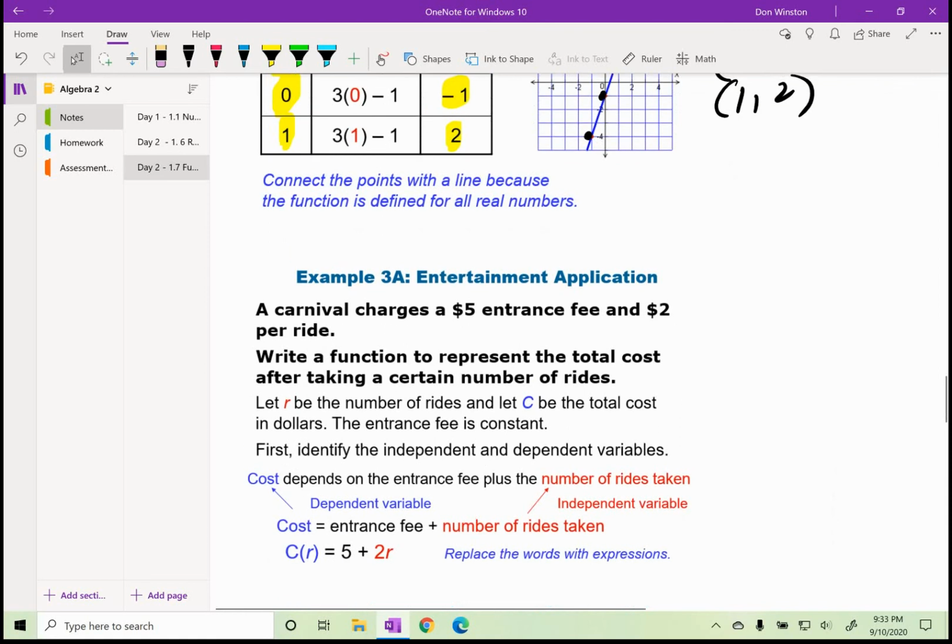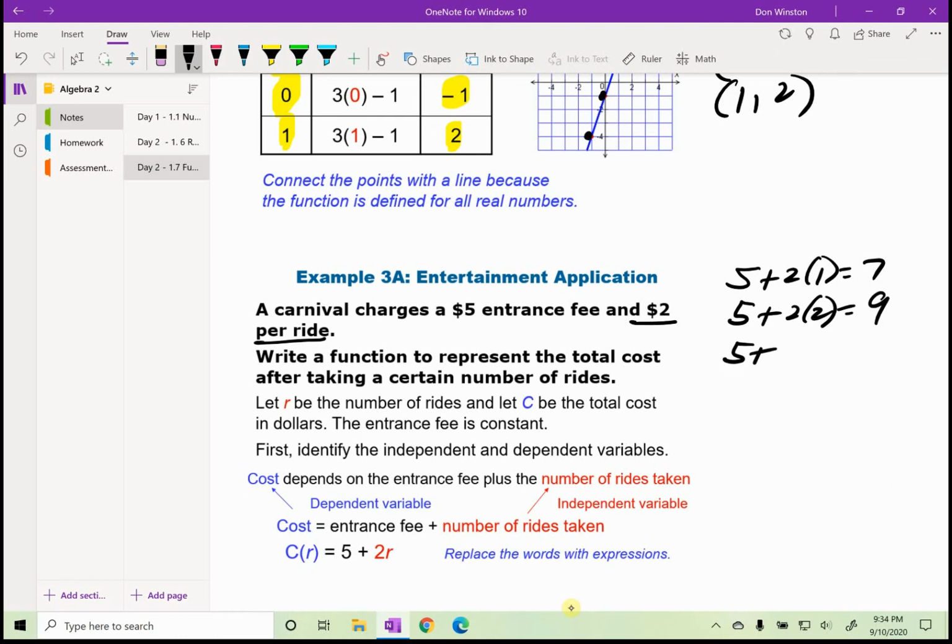Let's look at some more. A carnival charges a $5 entrance fee and $2 per ride. Write a function to represent the total cost. The key here is $2 per ride, so the cost will depend on the number of rides. If you ride 1 ride, you will pay 5, the entrance fee, plus 2 times 1, that will be 7. If you ride 2 rides, you'll pay the $5 entrance fee, and 2 times 2 is 4, that would be 9. 3 rides, 5 plus 2 times 3, which is 6.